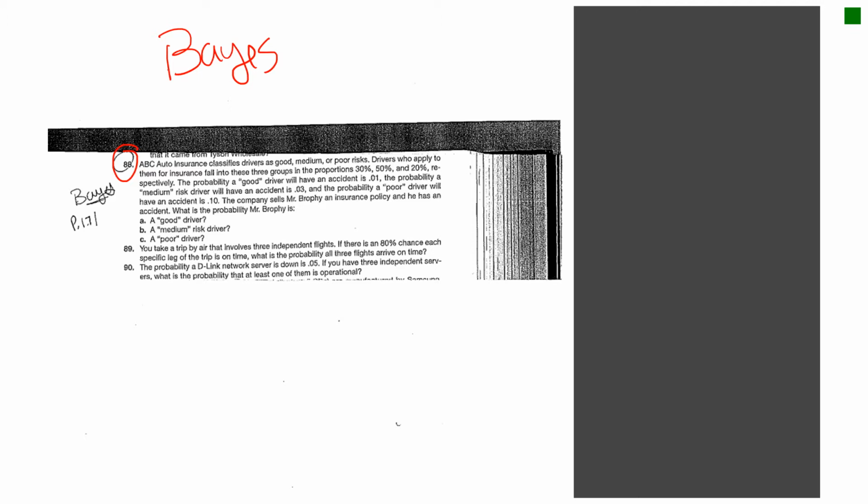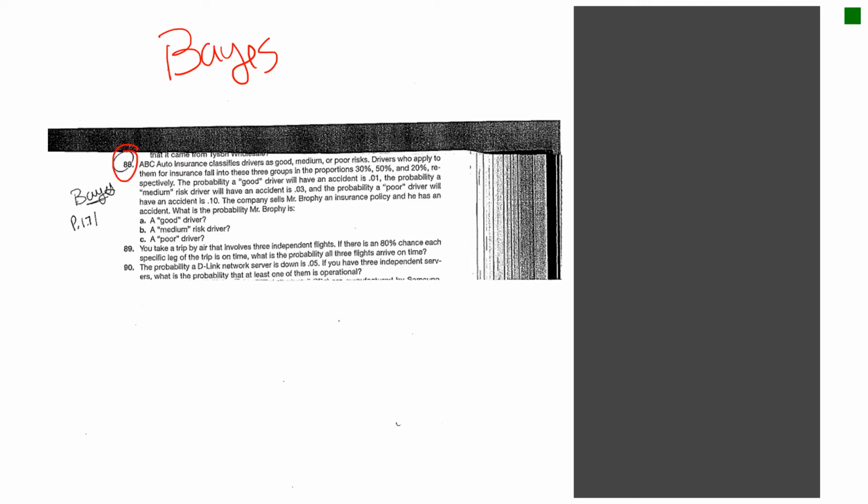It's an auto insurance. It says you've got good, medium, or poor risk drivers. Drivers who apply to them for insurance fall into these three groups. So they got 30%, 50%, 20%. And then they've got the probability that a good driver is in an accident is 0.01, the probability that a medium risk driver is in an accident is 0.03, and a poor driver is 0.10.